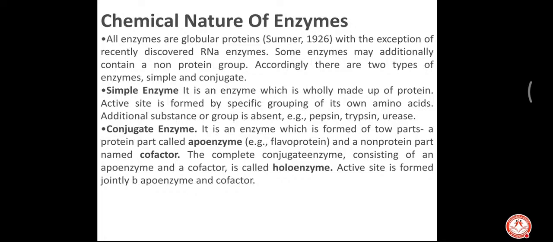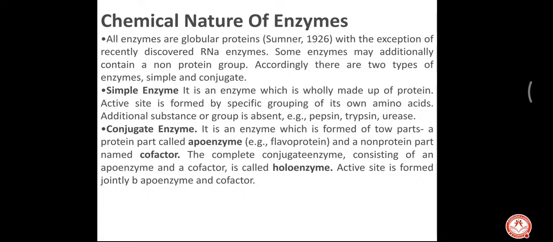Chemical nature of enzymes. All enzymes are globular proteins, with the exception of the recently discovered RNA enzyme, called ribozyme. Some enzymes additionally contain a non-protein part also. According to this, there are two types of enzymes, simple and conjugate. A simple enzyme is an enzyme which is wholly made up of protein. The active site is formed by a specific group of its own amino acids. An additional substance or group is absent. For example, pepsin, trypsin, urease.